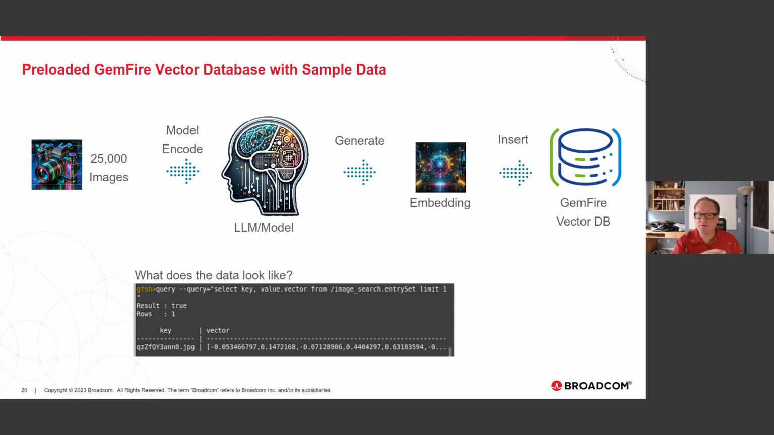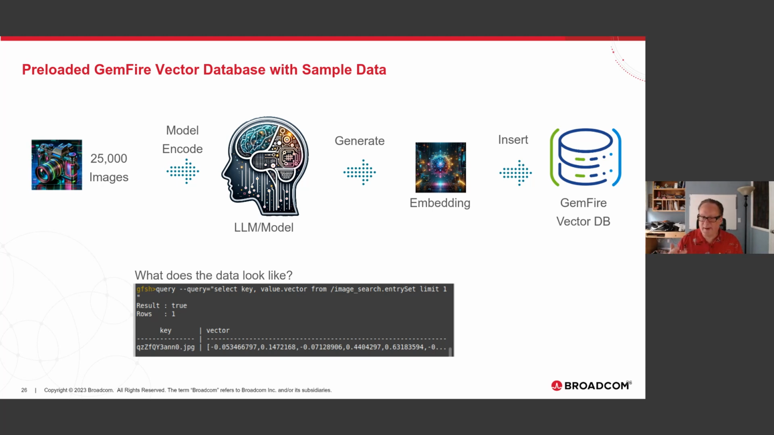Anyway, so I took these 25,000 images, ran them through an LLM, generated the embeddings, and stored them off so that they can be reused. If you go look at the source code, it'll download them from somewhere. And in the GemFire vector database, we just store all those embeddings.